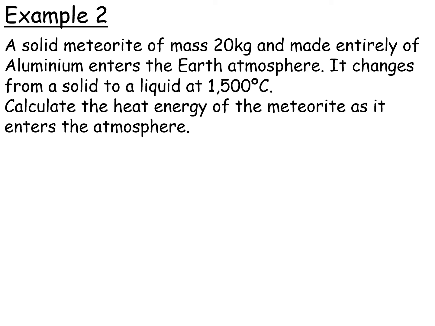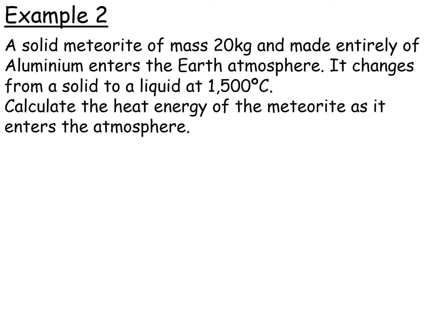Okay, so let's look at a different example here. And again, feel free to pause the video and try it yourself. I will take you through the solution on how to solve this. So it says a solid meteorite of mass 20 kilograms and made entirely of aluminium enters the Earth's atmosphere. It changes from a solid to a liquid at 1500 degrees Celsius. Calculate the heat energy of the meteorite as it enters the atmosphere.